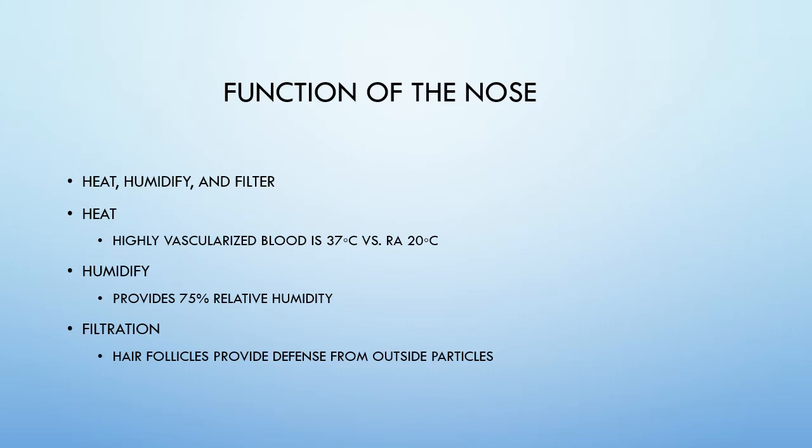The other thing it does is it provides about 75% relative humidity. So air going down to your lungs is about 75% saturated, which is good. We're going to talk more about humidity and how to do humidity calculations at a later time. But for now, just know that most of the humidity is provided by the nose. And then you have those little tiny hair follicles called vibrissae that provide defense from outside particles.